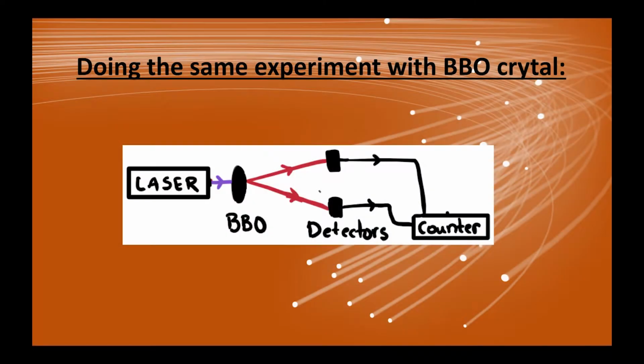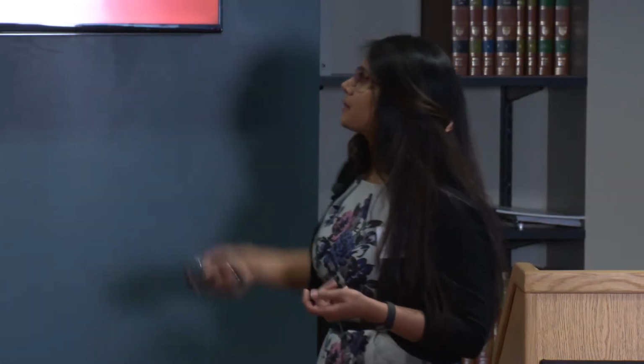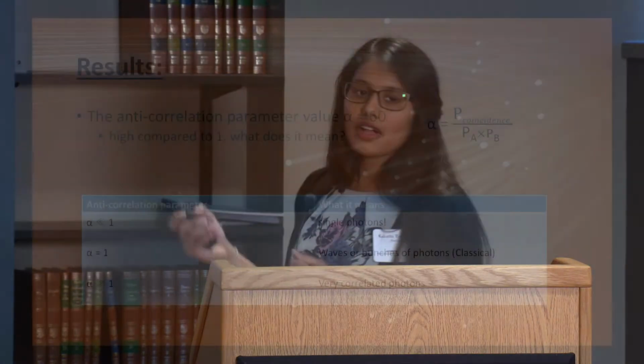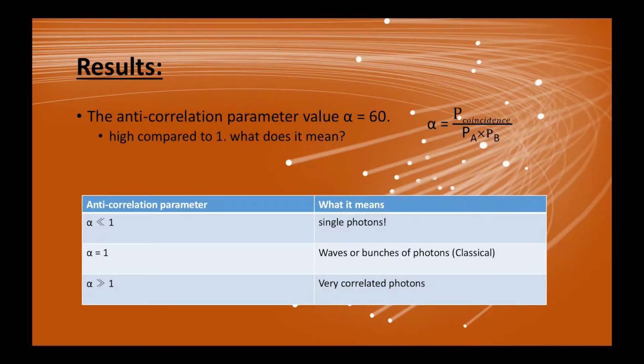Now that we got all of this, I did the experiment. Here's how I did the experiment. I had the same setup that I was having before, and instead of having neutral densities, I had this crystal. And I sent my photons through the crystal, and I had correlated photons. And now, if we look at the results, I got an alpha value of 60. It's very much higher than 1, which indicates correlated photons.